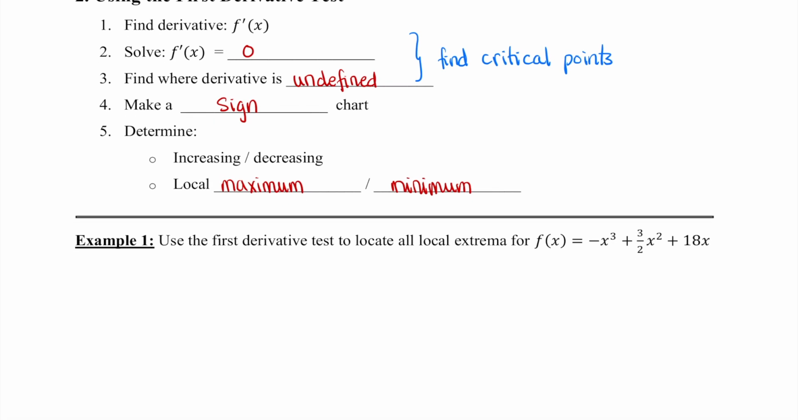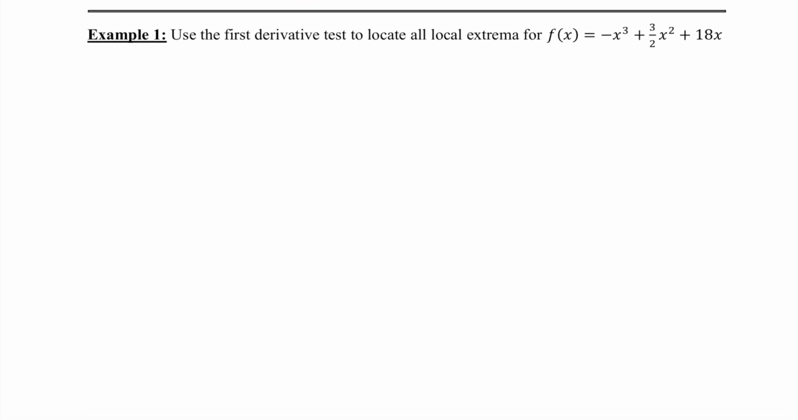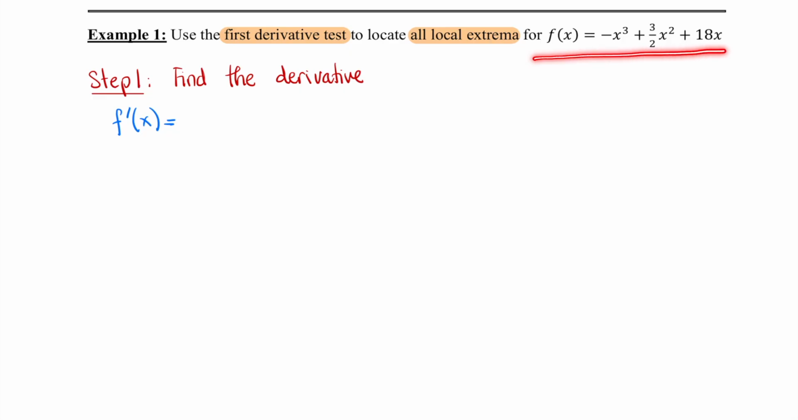Now, let's apply these steps to an example. We're given f of x equals negative x cubed plus 3 over 2 x squared plus 18x, and we want to locate all local extrema using the first derivative test. Step 1. We need to find the derivative. This is the function f of x. Let's differentiate term by term.